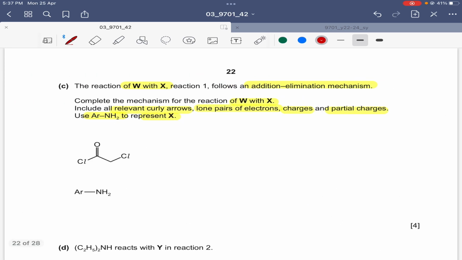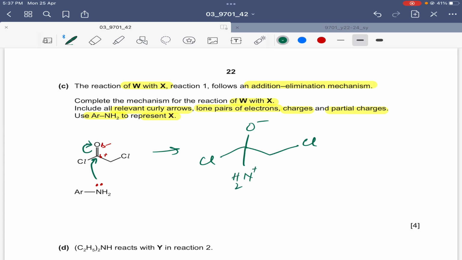So let's just draw the mechanism. So nitrogen would have a lone pair. Carbonyl group has partial charges, partial positive, partial negative. So this lone pair would attack on the partial positive carbon, due to which these electrons would be transferred to oxygen. So we would get an intermediary product, Cl. Oxygen would gain a negative charge, Cl, and nitrogen would be directly connected to NH2. This gains a positive charge due to loss of its lone pair, and this is Ar.